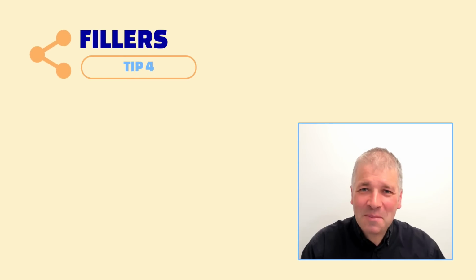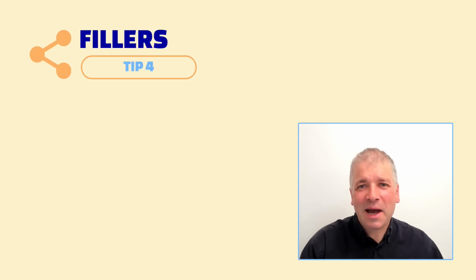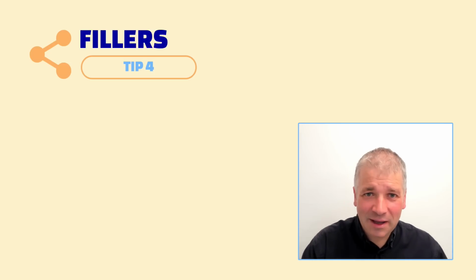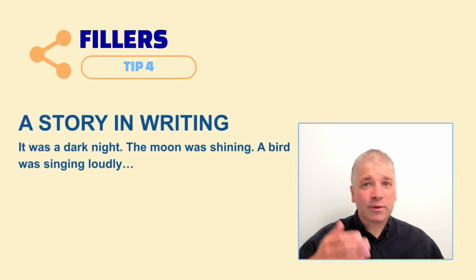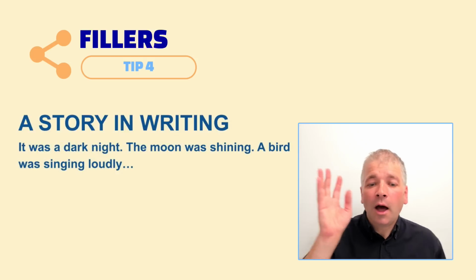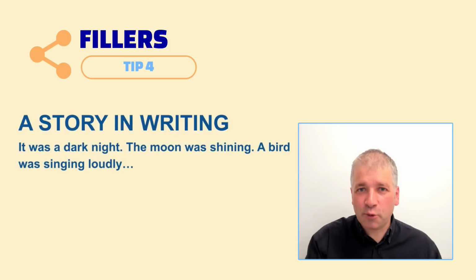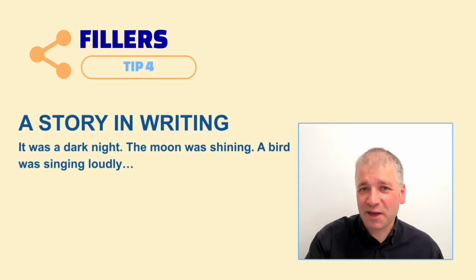Point 4 is fillers. What do I mean by a filler? Well, let me start by going through a typical English story. As it is written, it was a dark night. The moon was shining. A bird was singing loudly. If you read a story in a book, it will look like this.